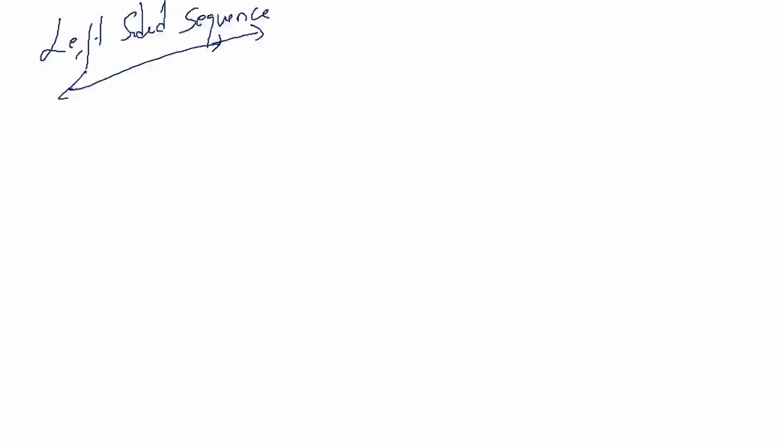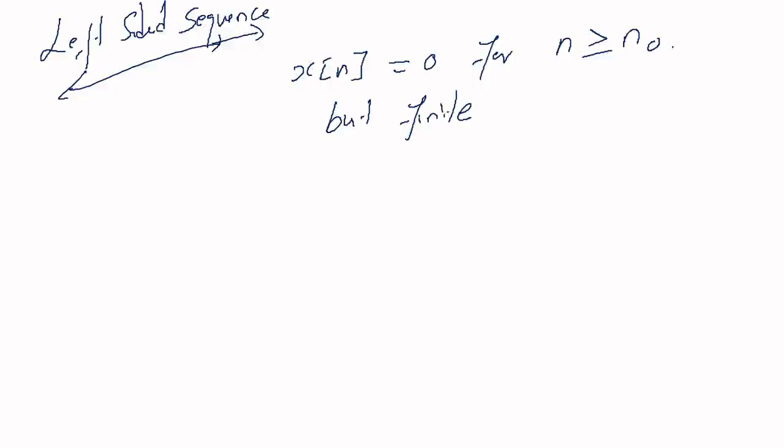Okay, left-sided sequence. A left-sided sequence x of n is one for which the value x of n is equal to 0 for all n greater than or equal to n naught, but it has finite values for n0 lesser than or equal to 0. This sequence, as we have already studied, is anti-causal.